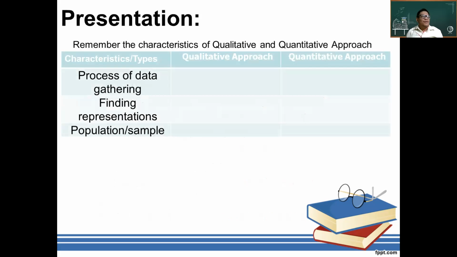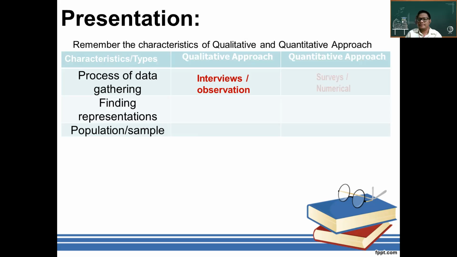Now, let's go back to the qualitative and quantitative approach. Here, I want you to learn and emphasize the difference between the two. So for example, in the processing of data gathering in a qualitative approach, how do we process the data gathering? See, it is through interviews or observation. But in a quantitative approach, it is through what?